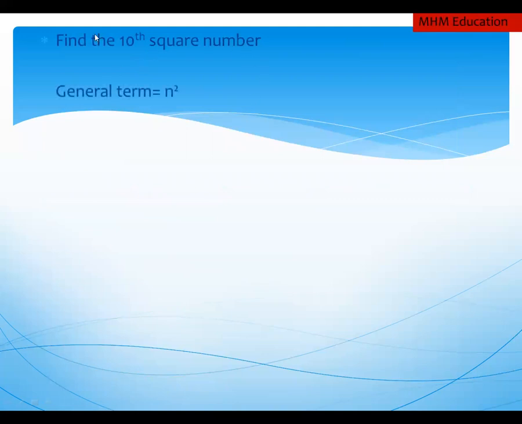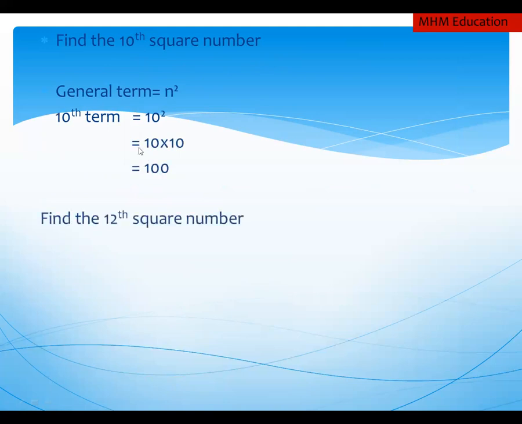For example, find the 10th square number. The general term is n squared, for the n we replace with 10. 10 squared, 10 into 10, is 100. So the 10th square number is 100. Like that, the 12th, 12 into 12, is 144.